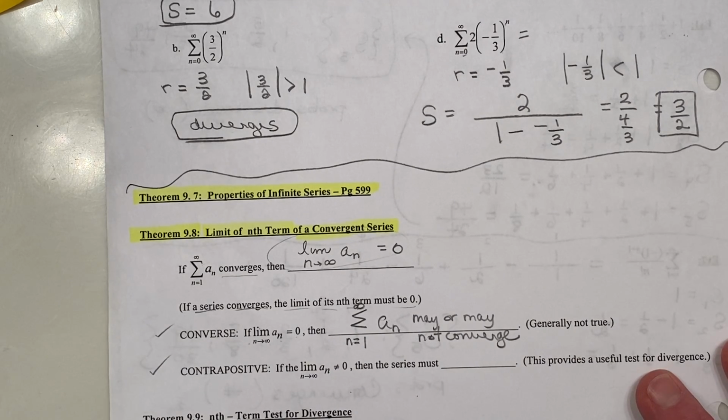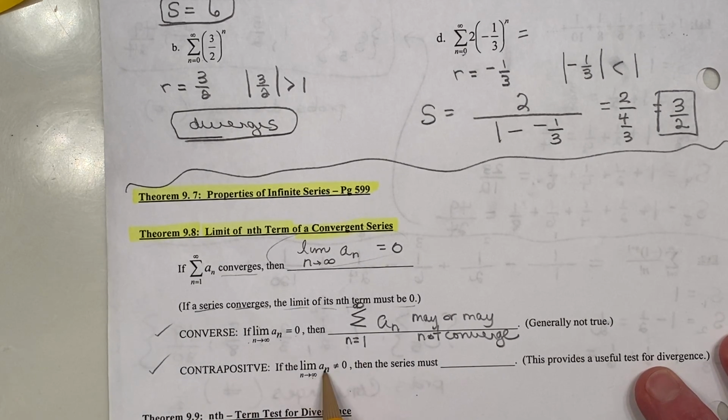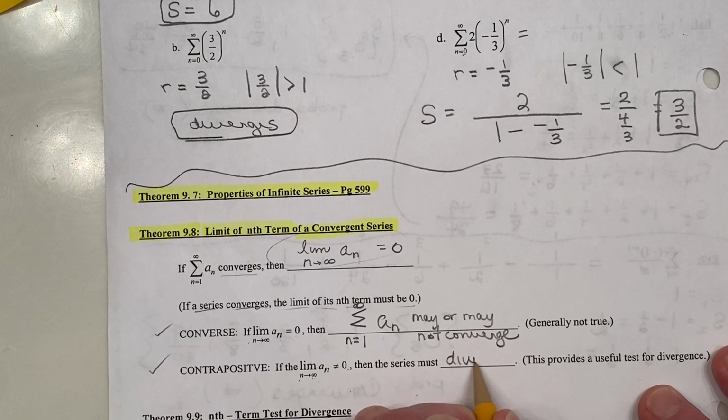Furthermore, if the limit as n goes to infinity of the nth term does not equal 0, maybe the limit of the nth term goes to 2, well, that just means you're adding 2, adding 2, adding 2, and your sum isn't going to level off when you add all those together. So this is the important part for us, the takeaway. If the limit of the nth term does not equal 0, then the series has to diverge.